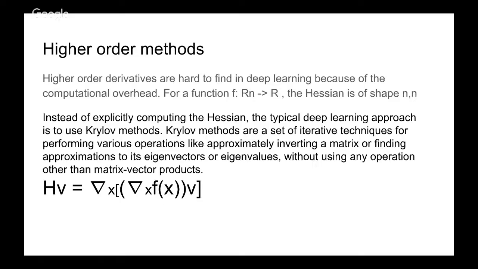But the book also says that there are some methods called Krylov methods. These methods are iterative techniques for approximating certain things like eigenvectors and eigenvalues of a matrix, and they can be used.